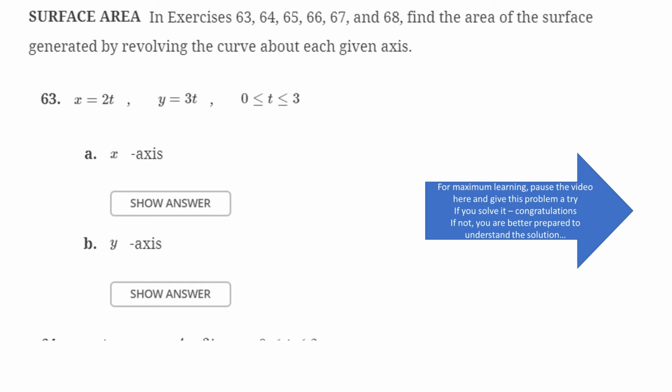Let's do another problem with the surface area. And so here we're finding the surface area generated by revolving the curve about each of the given axes. So we're doing it about the x-axis and we're doing it about the y-axis. Okay, so here we have x is equal to 2t and y is equal to 3t. And if you think about this for a while, eliminating the parameter, these are just lines, but t is running from 0 to 3. So please give it a go.